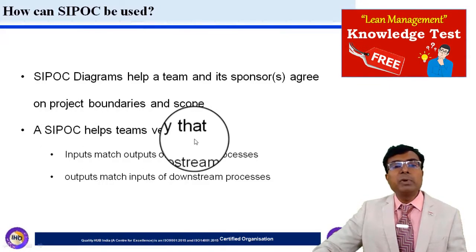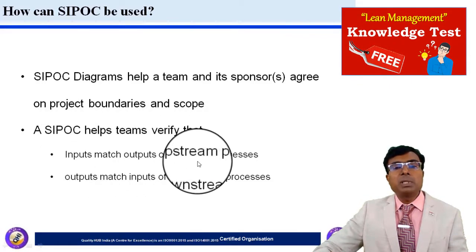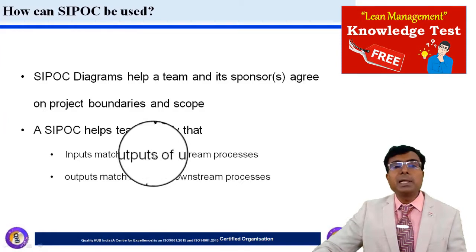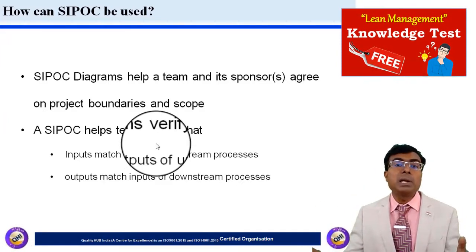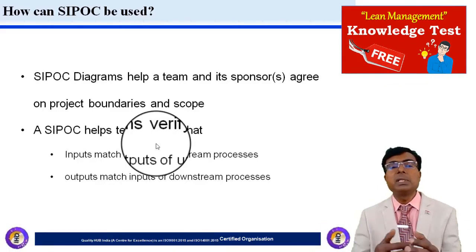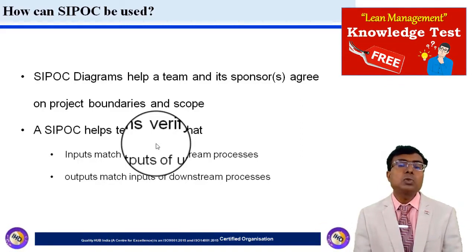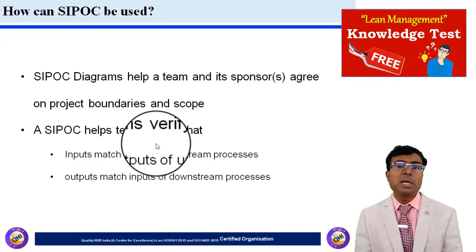This also helps to verify input match output of the upstream processes. We have seen that we have a process, we have input and output. So whether inputs and outputs are related and how those are correlated with the process steps, that is also very much important for the team members and the leader to understand.